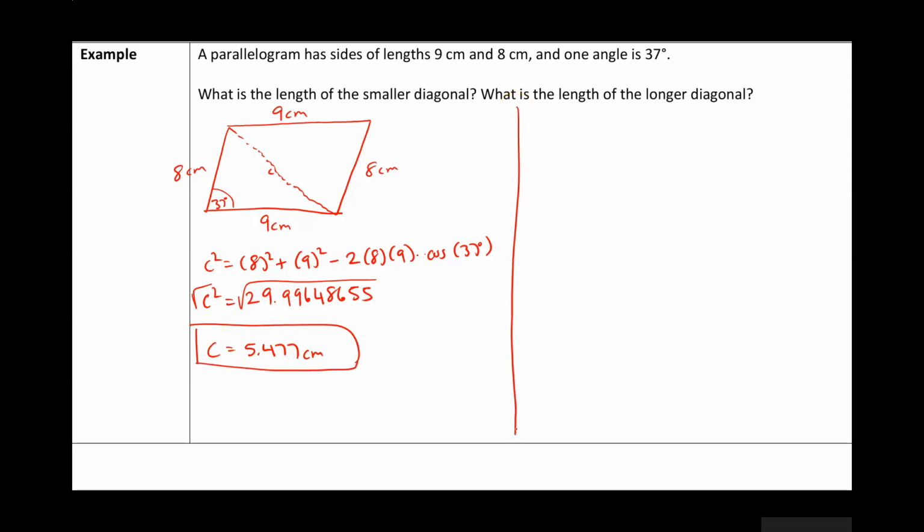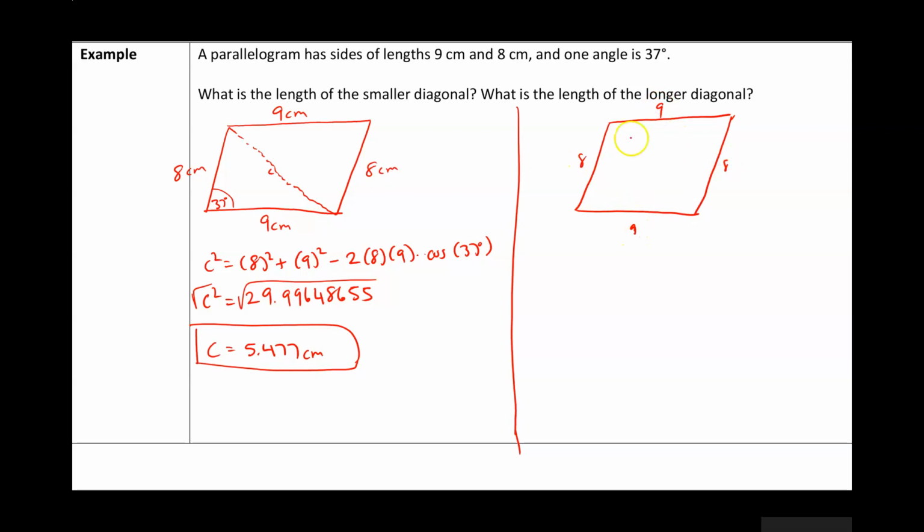Now the more difficult problem is, how do you find the longer diagonal? So once again, I'm going to draw my parallelogram. This is 8 centimeters, so opposite is also 8. This is 9, so opposite is also 9. Now the longer diagonal is, and let me actually redraw this a little bit, because 8 and 9 are more close to each other, so I shouldn't draw it so far apart. Got 9, 9, 8, 8.